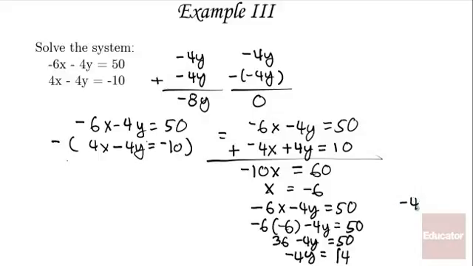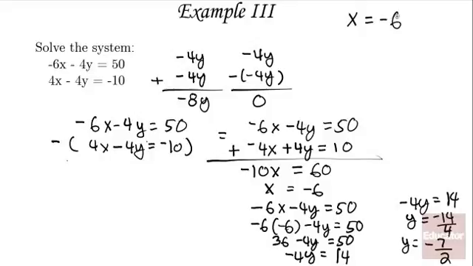That negative 4y equals 14. Divide both sides by negative 4 to get y equals negative 14 fourths, or y equals negative 7 halves. Okay, so my solution is x equals negative 6, and y equals negative 7 halves.